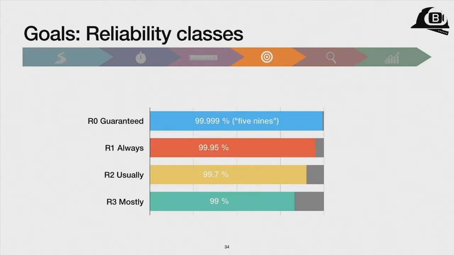Similarly, for reliability, we introduced reliability classes. R0 is defined as 99.999, also called 5 nines reliable. We use this for things like deleting content or changing privacy settings. R1 is typically used for creating content, such as writing a post or writing a comment. R2 is used for viewing content.